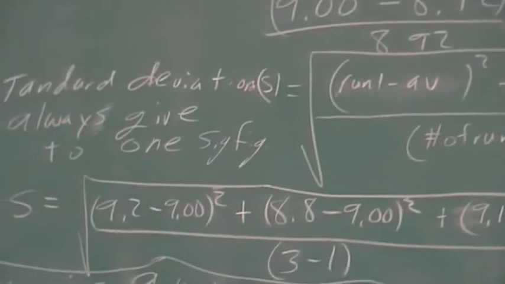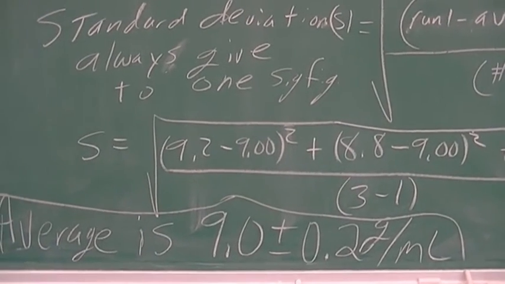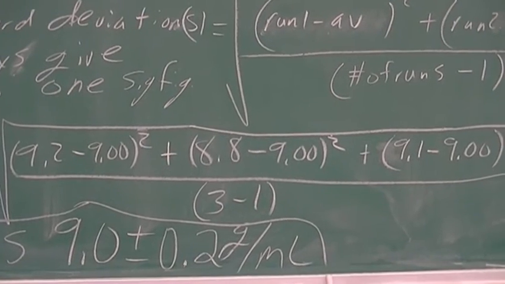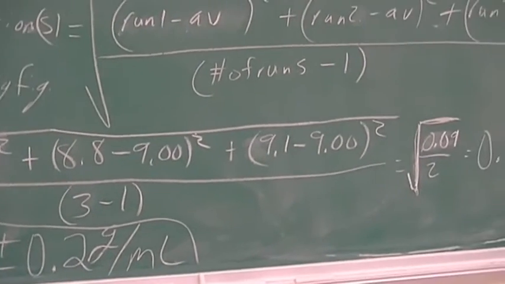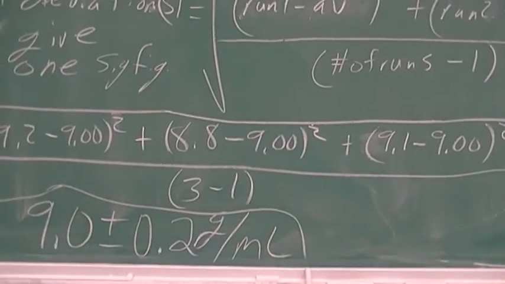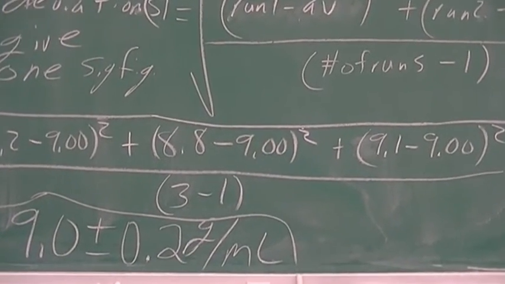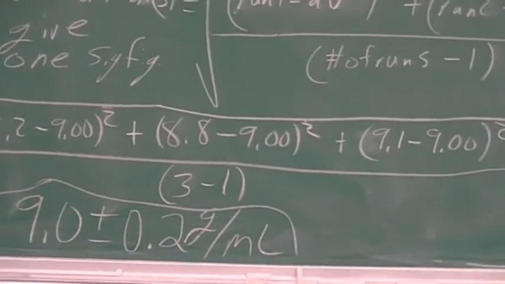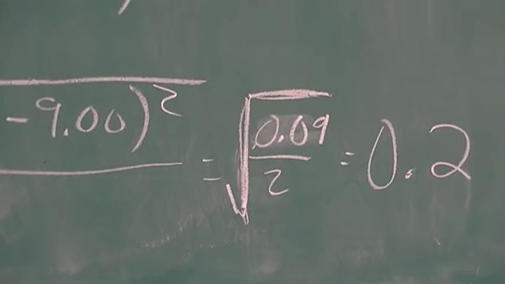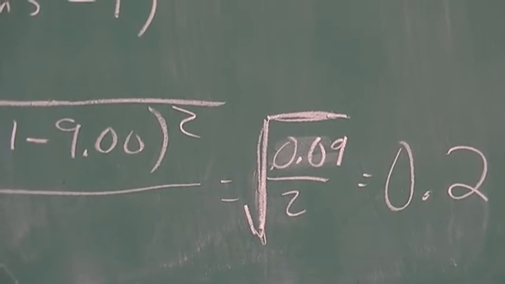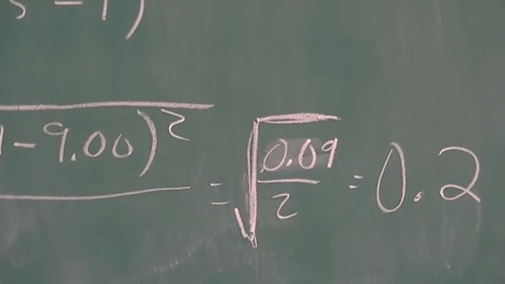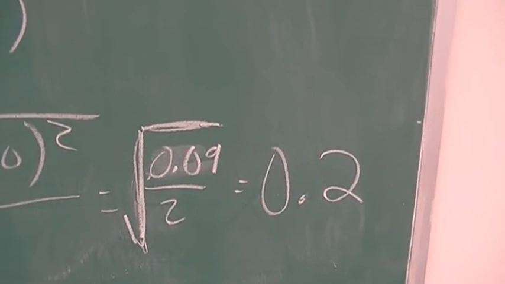All right, so I plugged in the numbers. Run one, we had 9.2 minus the average of 9 squared, plus run two was 8.8 minus the average of 9.00 squared, plus run three value, 9.1 minus 9.00 in parentheses squared, divided by, we did it three times, minus one. That is all under the square root. And so I calculated the numerator here and it happened to come out to be 0.09. And that is now divided by the 3 minus 1, which is 2, all under the square root. And when you push that on your calculator, you get 0.2, one significant figure.